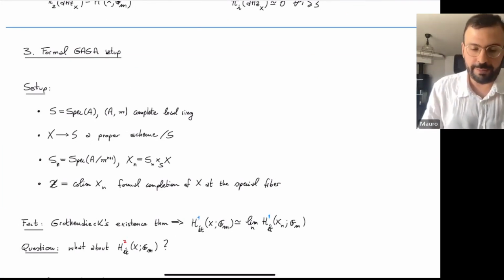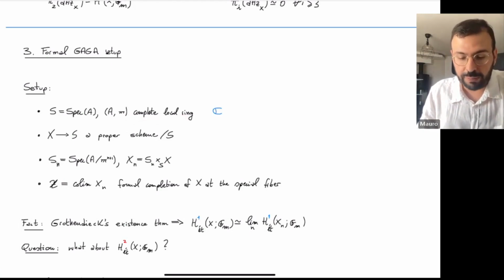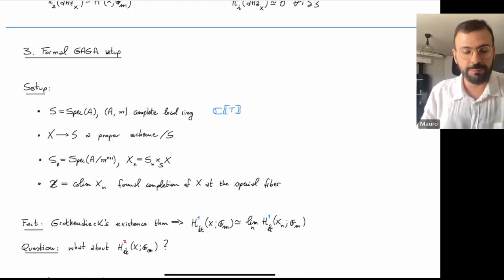So let's take some complete local ring S. Think of power series, for instance. We take some proper scheme over S. So this is an infinitesimal family of schemes varying over this base.